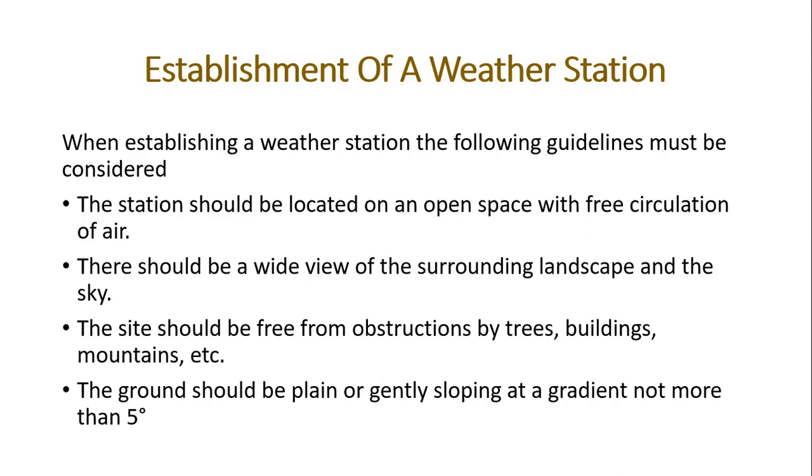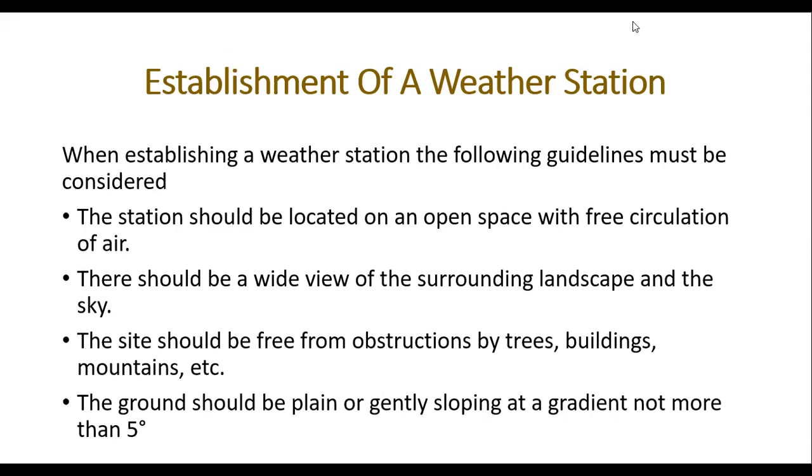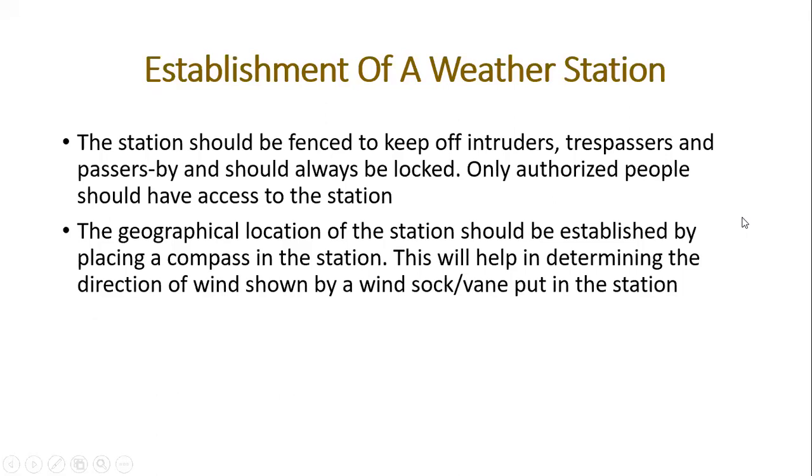The third one is that the site should be free from obstructions such as trees, buildings, and mountains. And the ground should be plain or gently sloping at a gradient of not more than 5 degrees. So, in order that the weather station is settled well, the measurements of the conditions can be done easily.